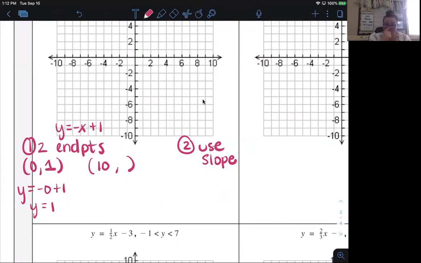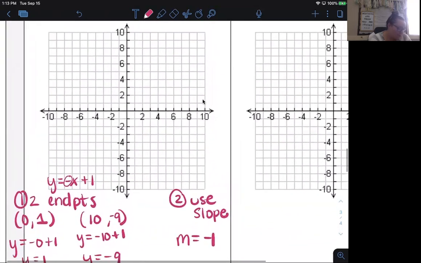Then we need to find our other endpoint, which is at 10 something. So y is equal to negative 10 plus 1. Y is equal to negative 9. So our point is 10, negative 9. And then our slope would be negative 1, since there's a negative out in front of that x. We have a negative 1 being multiplied by the x. Our slope is negative 1.